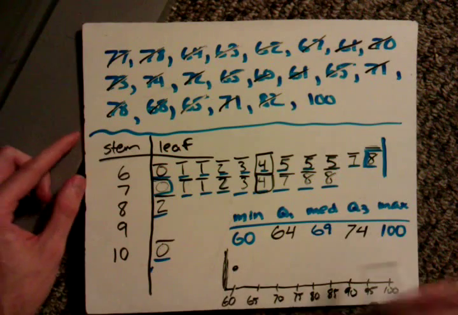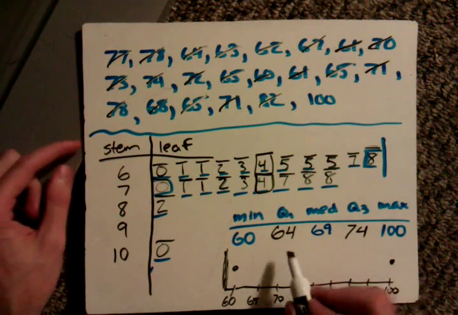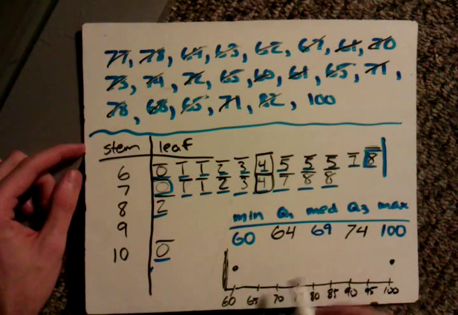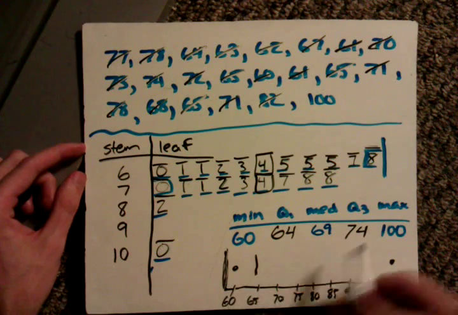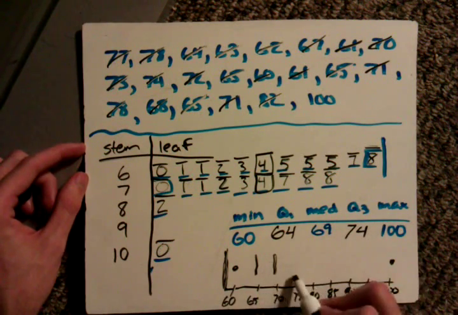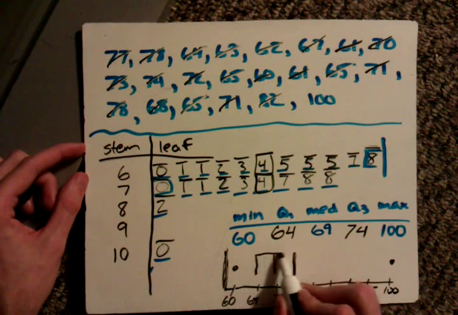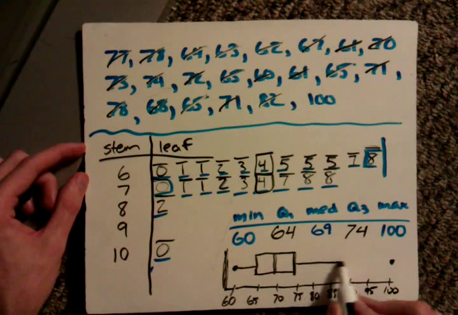Your minimum is 60. We denote that with a point. Your maximum is also a point at 100. Then we do lines for the other 3. So we'd have a vertical line at 64, a line at 69, and a line at 74. Alright. Then we make ourselves a little box, and then draw in your whiskers.